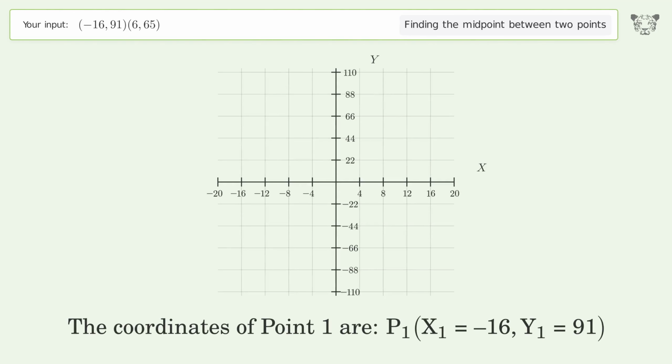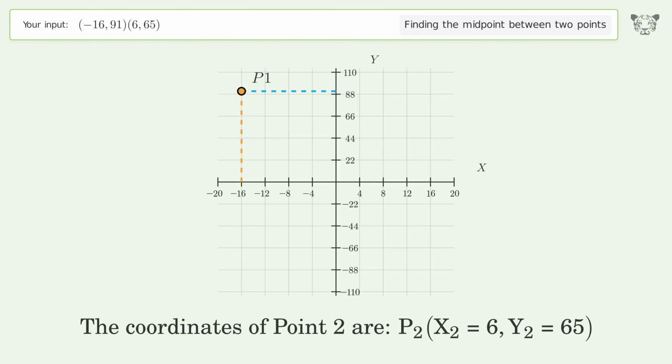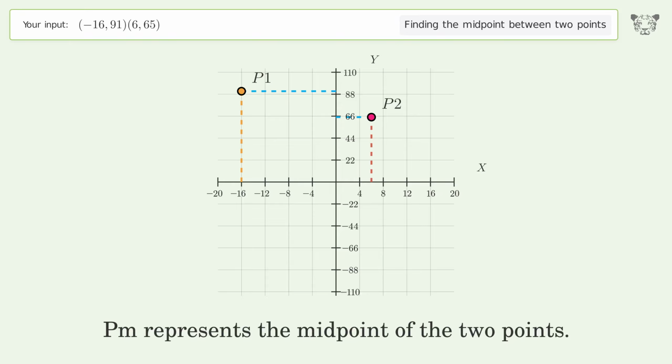The coordinates of point 1 are x1 equals -16, y1 equals 91. The coordinates of point 2 are x2 equals 6, y2 equals 65. PM represents the midpoint of the 2 points.